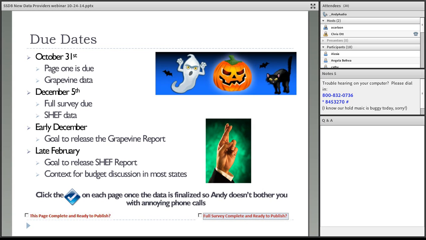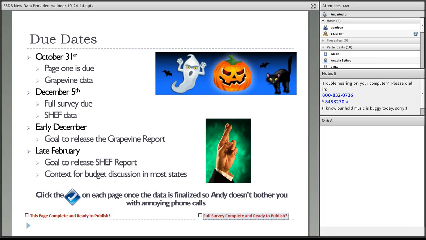The best way to let me know that your data is complete is to check the checkboxes indicating that at the bottom of each page. By doing so, I don't have to bug you with annoying phone calls. Each page has a checkbox like the one on the bottom left of this slide, 'this page complete and ready to publish.' And the last page has 'full survey complete and ready to publish.' By checking those checkboxes on each page, I know that the data is ready to go.